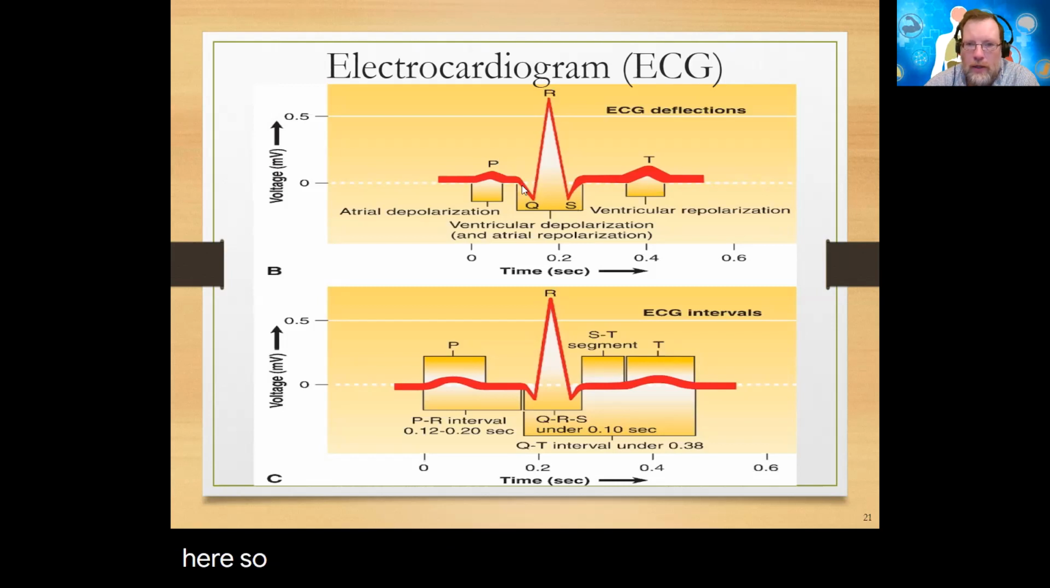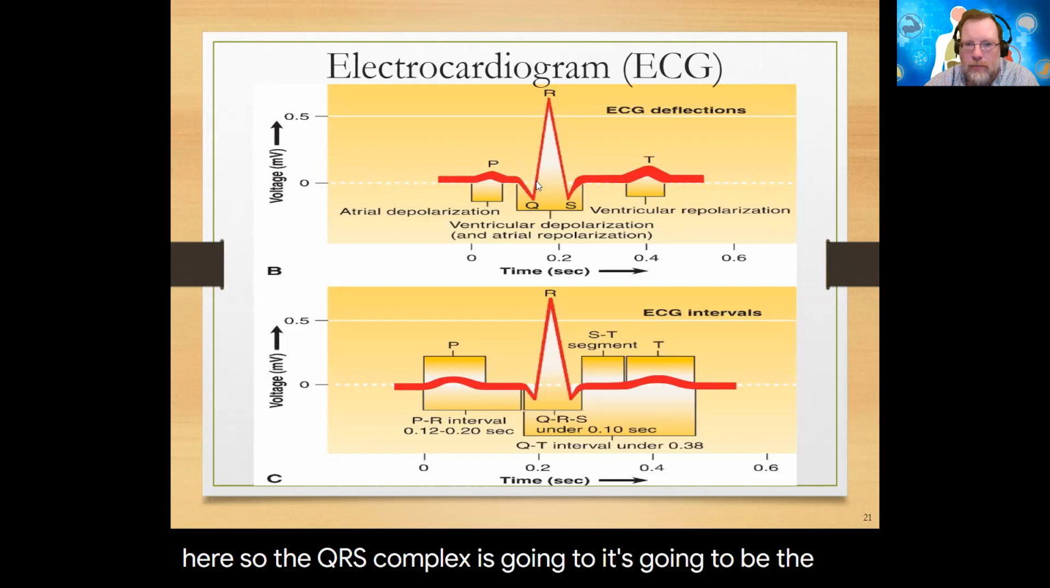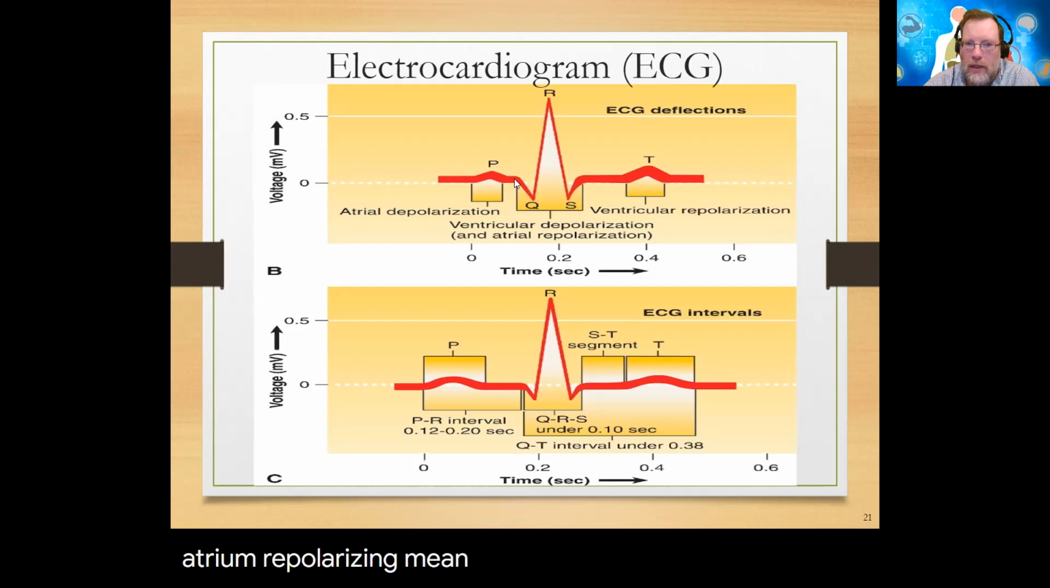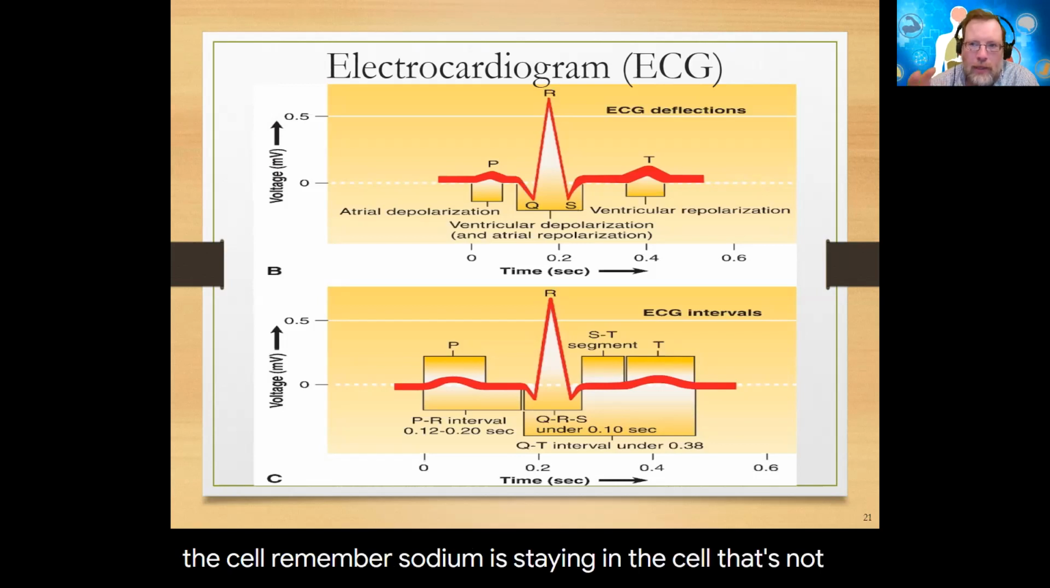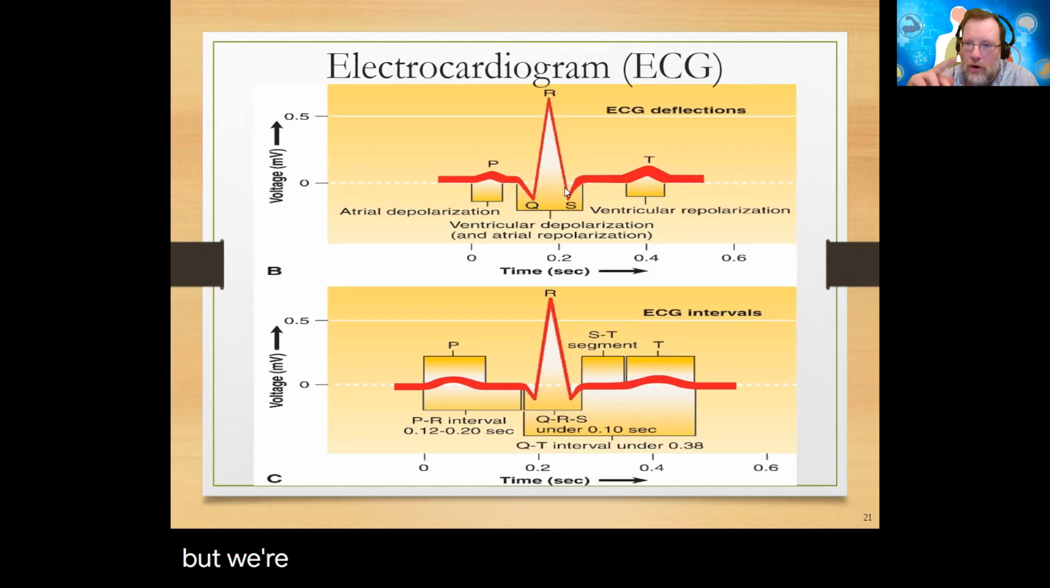So anyhow, as we see, we start repolarizing, and then we get some hyperpolarization going on here. So the QRS complex is going to be the atrium repolarizing, meaning again that we're going to see potassium rushing out of the cell and causing things to get polarized again. And when potassium rushes out of the cell, remember, sodium is staying in the cell. That's not where we want to be. We're going to see polarization in that, but we have our ions on the opposite side of the membrane.